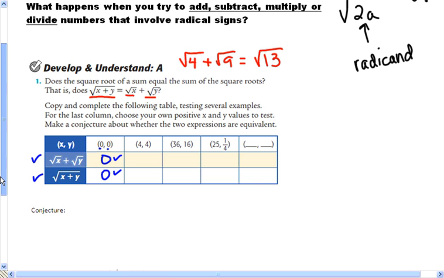But that's not enough to prove that we can always do it. So let's try another one. So in the second one here, we're going to do the square root of 4 plus the square root of 4. And that's equal to 2 plus 2, which is 4. And then now we're going to add 4 plus 4 first under the radical sign, and that's 8. And then we have to think, is the square root of 8 equal to 4? I don't think it is. The square root of 16 is 4. The square root of 8, and we can use our calculator to figure this out, is actually approximately 2.83. And I'll show you how you can do that on your calculator.